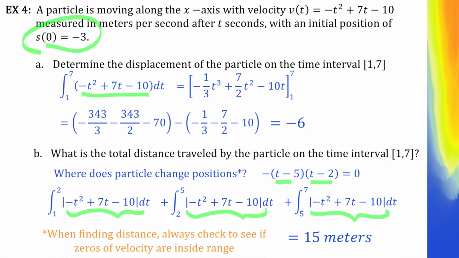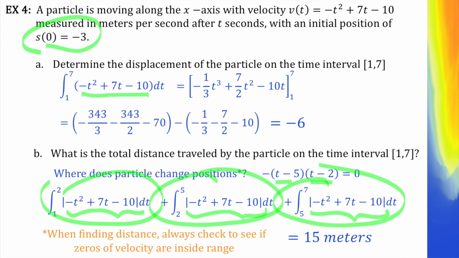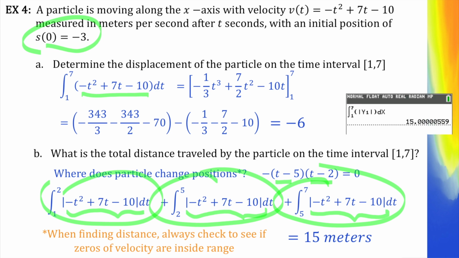Just a note of caution, when finding distance, always check to see if the zeros of velocity are inside the range. So find the zeros and then put together your little pieces. But if you have a calculator on hand, or if a calculator is allowed on a particular problem, you can actually just plug this straight into the calculator as an absolute value function, and it'll do all the heavy lifting for you.